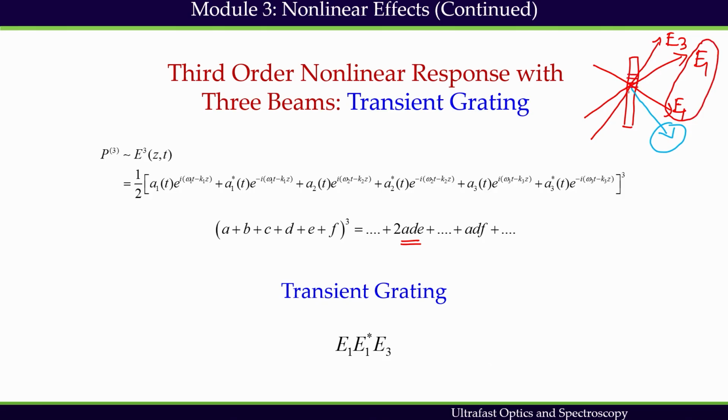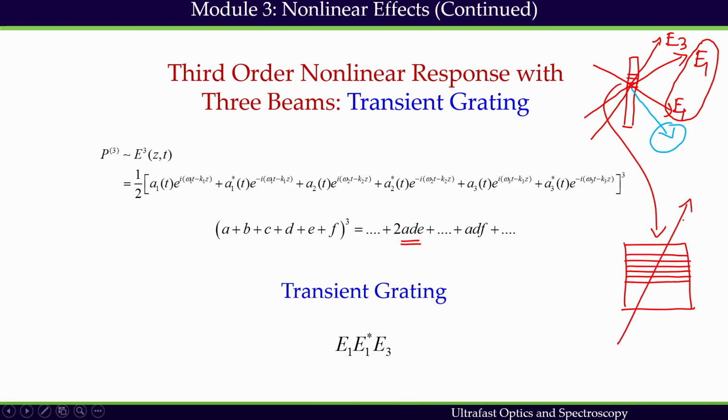In the medium, if we magnify this region, we'll see that transiently we create a grating like this. And due to this grating, E3 is coming, and this E3 is getting Bragg diffracted this way. Part of this beam will be Bragg diffracted. So this diffraction occurs due to the transient grating created by the two identical laser beams.